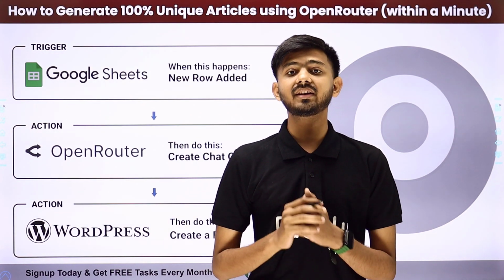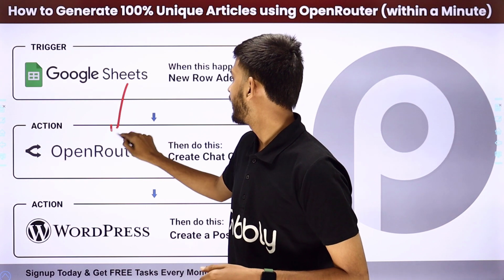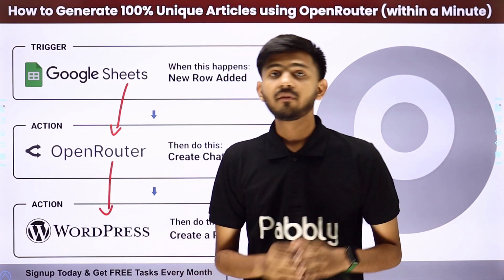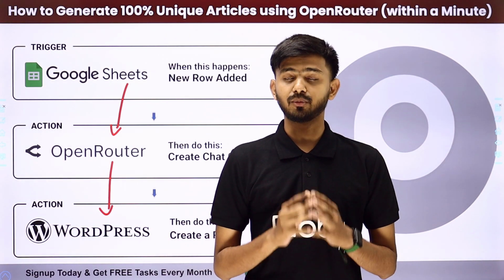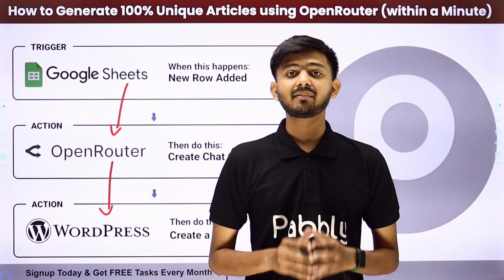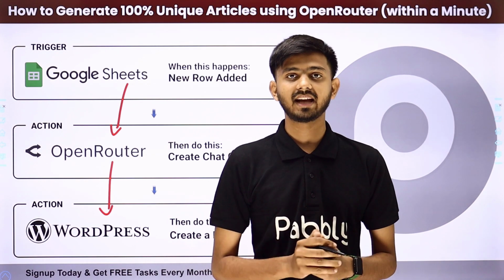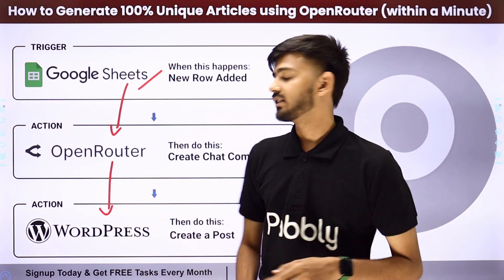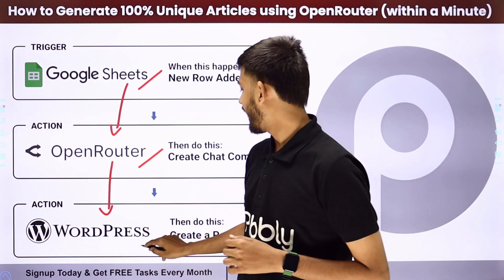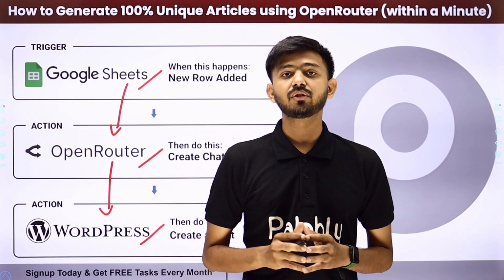For that, we are going to create an integration between Google Sheets, OpenRouter and WordPress. For creating this integration, we are going to use Pabbly Connect, which is an amazing software for automation and integration. In Pabbly Connect, we are going to use Trigger and Action. In Trigger application, we are going to use Google Sheets. In Action application, we are going to use OpenRouter and WordPress. So how am I going to create this integration?